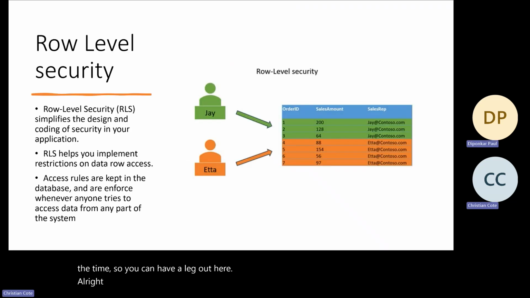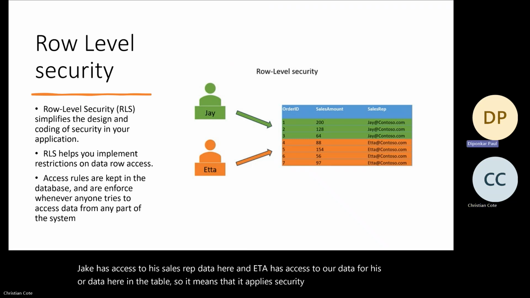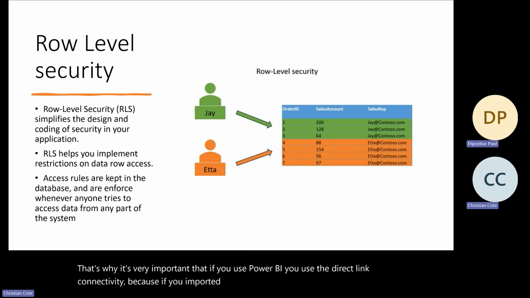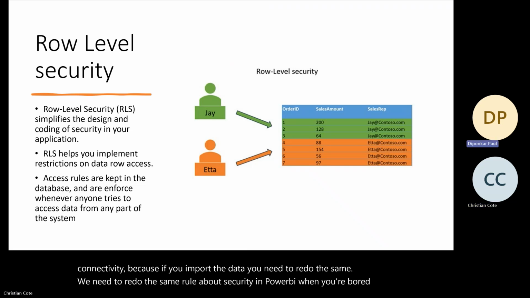Right? So role-level security, basically what it is: J has access to his sales rep data here, and Eta has access to her data here in the table. So it means that it applies security. This is why it's very important that if you use Power BI, you use the direct cloud connectivity. Because if you import the data, you need to redo the same role-level security in Power BI. When you import, you lose it.